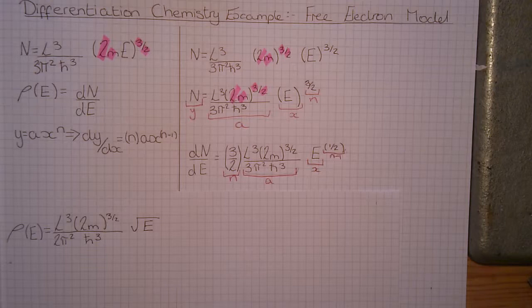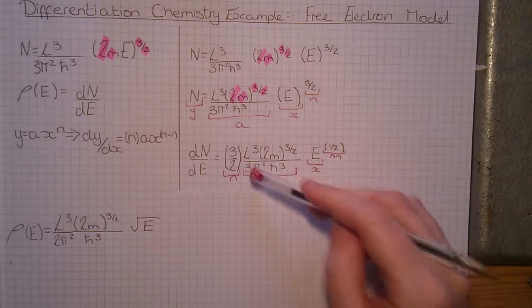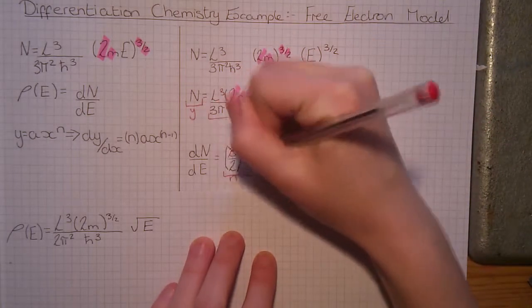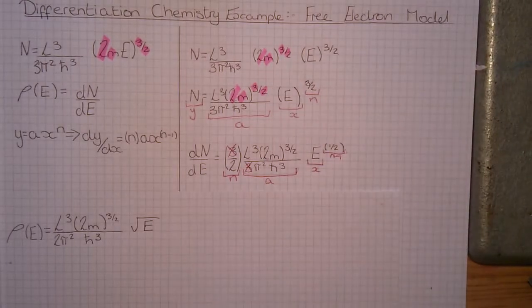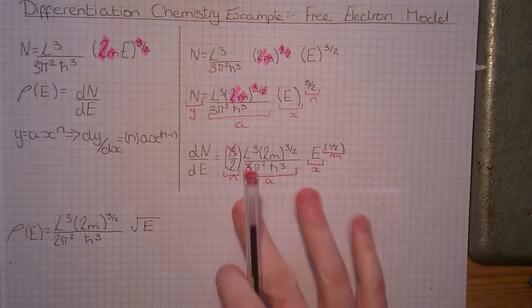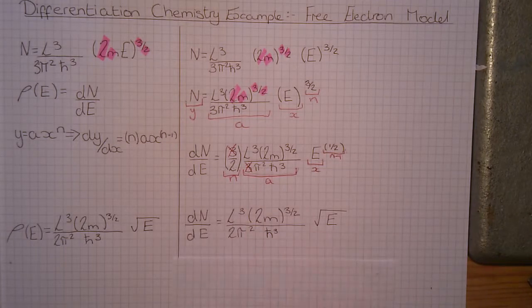Now to do some tidying up. So these 3's will cancel, leaving the 2 on the bottom of the fraction. And anything to the power of a half is just a square root, which means that once we've times the 2, we end up with this.